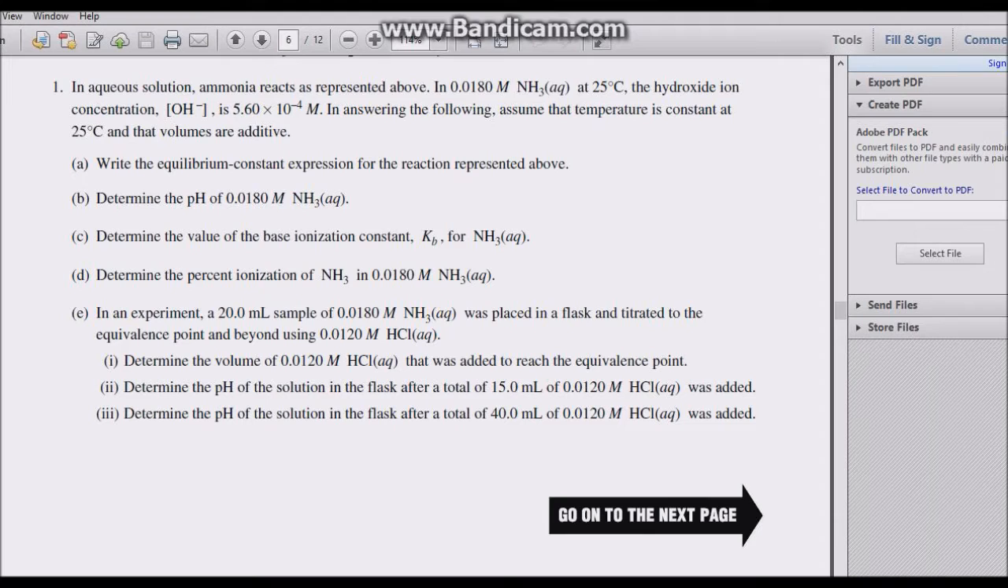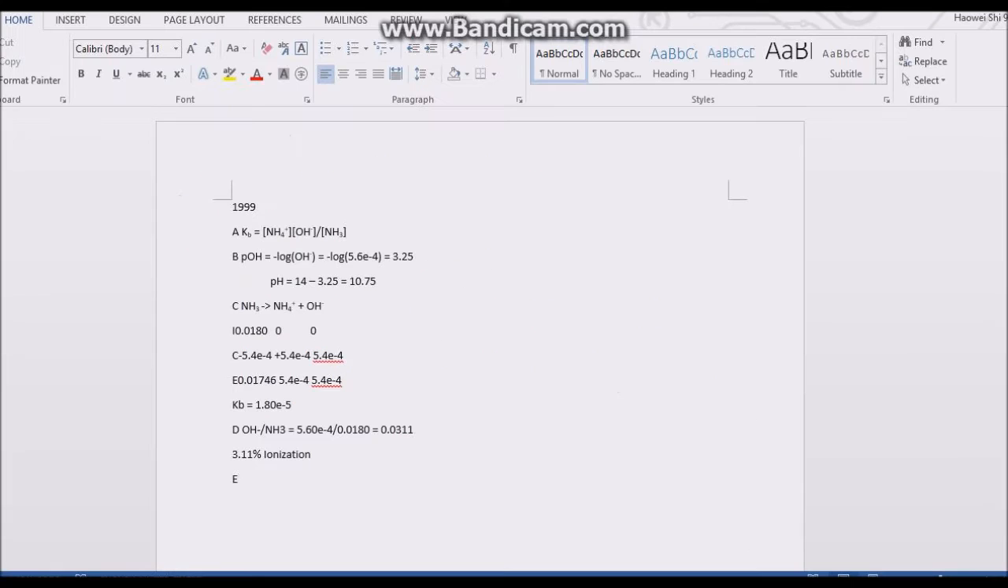So we first need to find out the moles of NH3. We multiply the 0.0180 by 0.020 liters, which equals 3.6 e negative 4 moles of NH3.